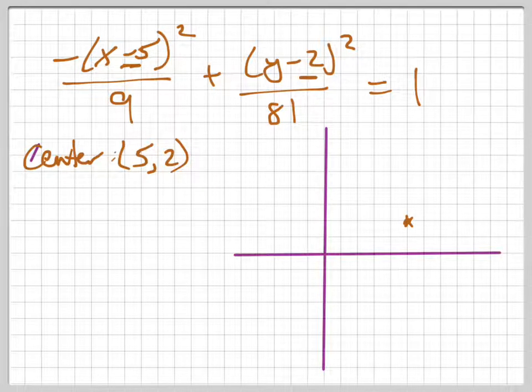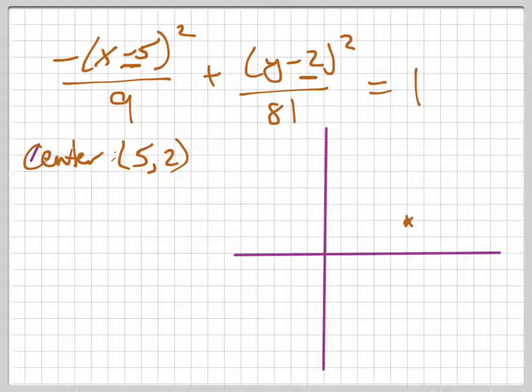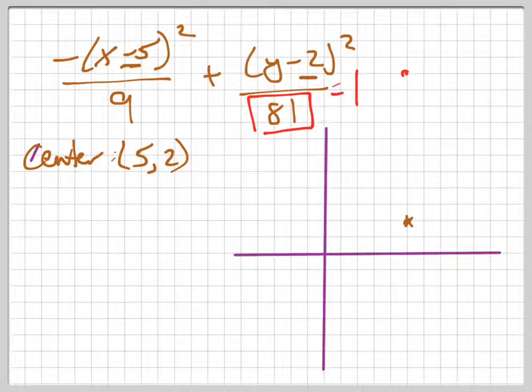It's going to open, notice that the y is positive, which means it opens up and down. And so I'm going to go up. I'll do this in color coding. I'm going to go up 9. 1, 2, 3, 4, 5, 6, 7, 8, 9. It's way up here. There's up 9.